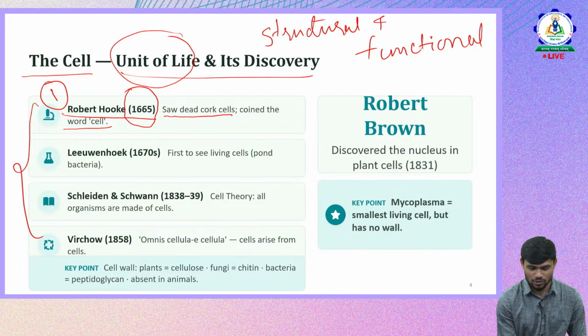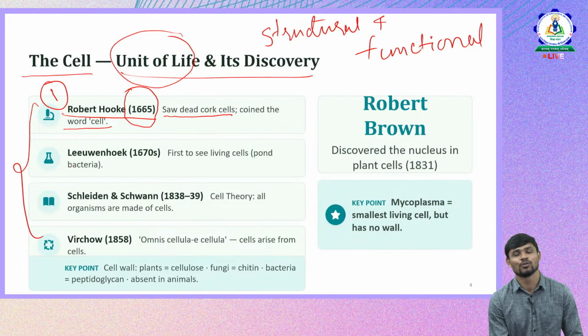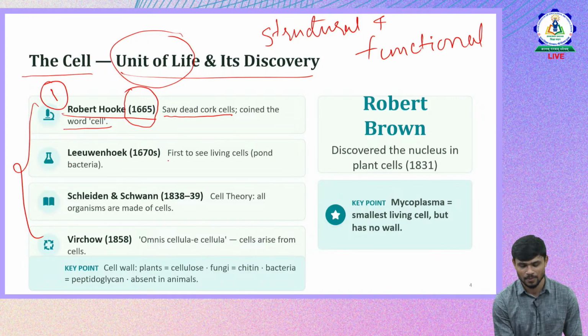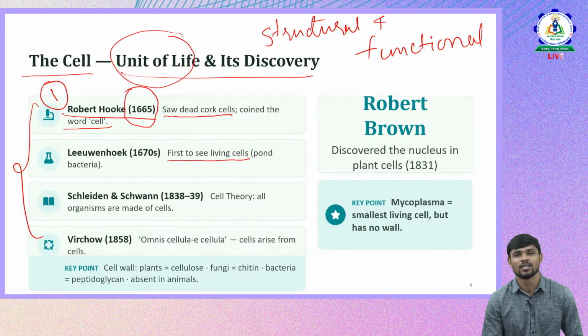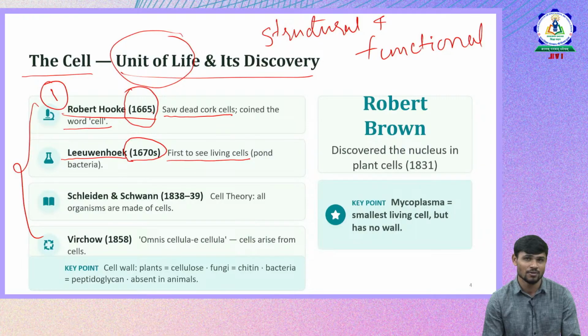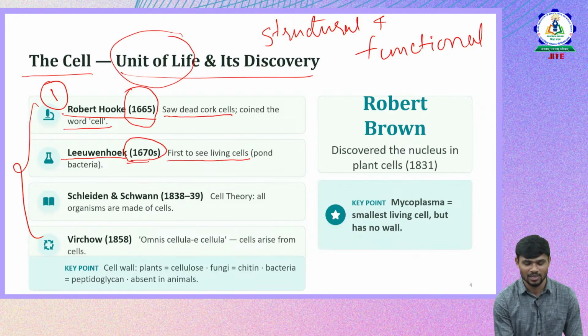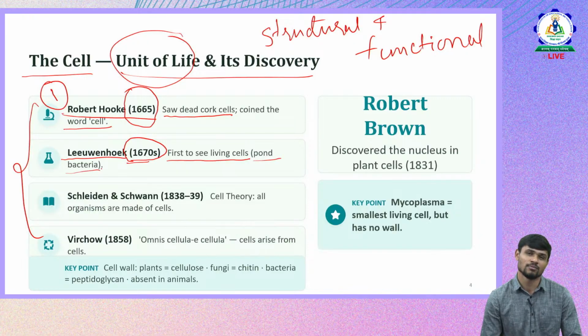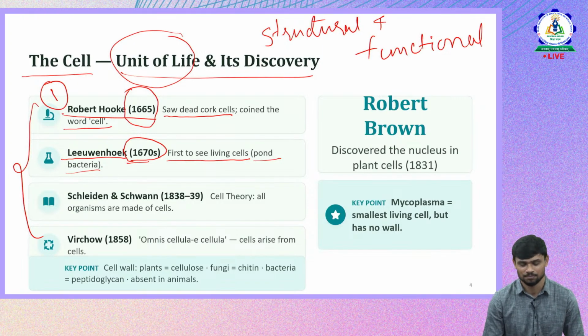Next, who observed the first living cell? It was Leeuwenhoek, in 1670. So in 1665 the first cell was observed, which was not living. The first living cell was observed in 1670 by Leeuwenhoek. He observed cells in a pond, and those cells were bacteria.